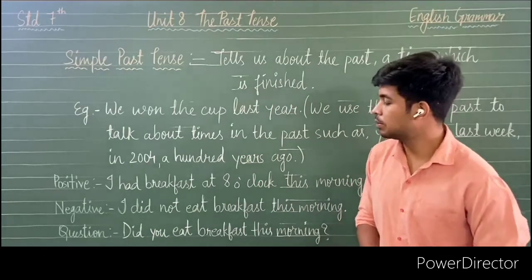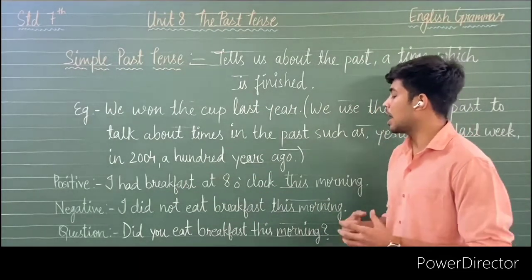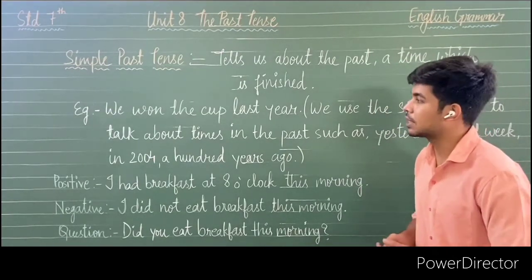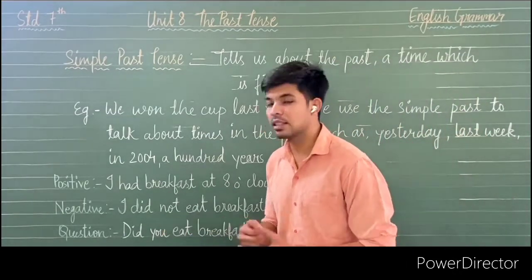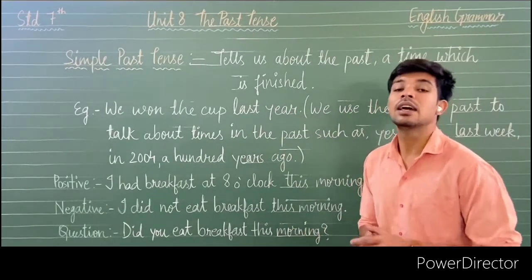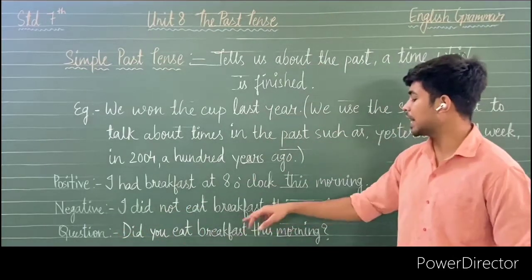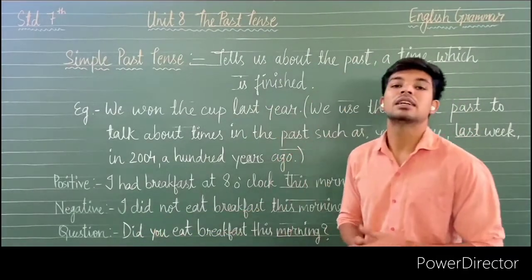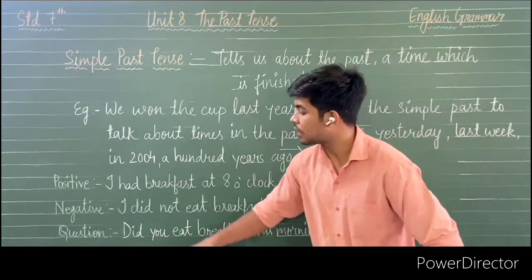For the positive form, we will take an example like I had breakfast at 8 o'clock this morning. So this is a simple past tense sentence. Now if we have not or no in the sentence, this means that the sentence is in negative form. For example, I did not eat breakfast this morning. Here, did and not represent that this sentence is in the simple past tense and negative.